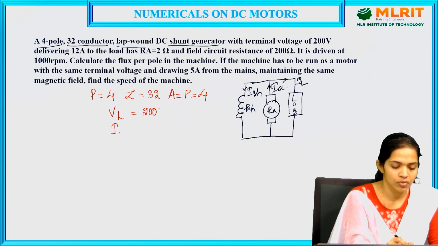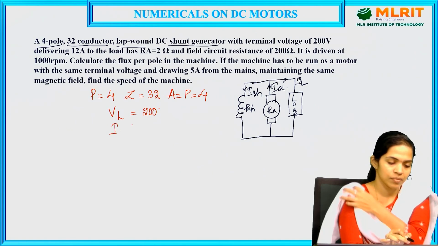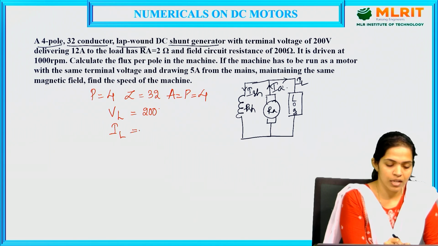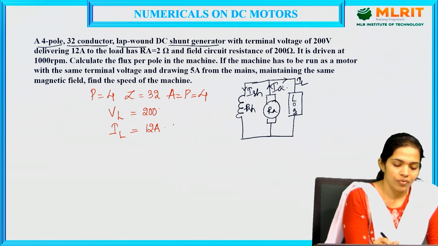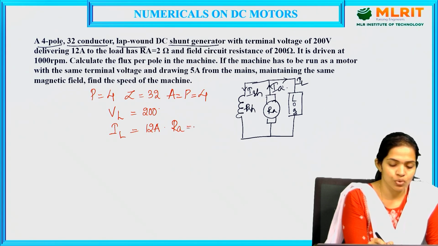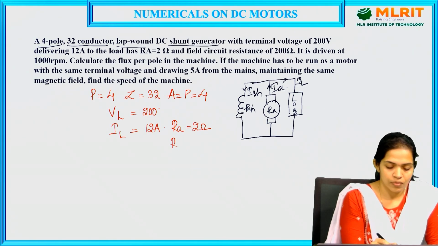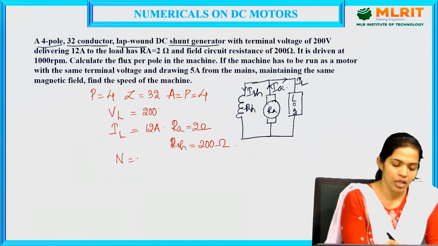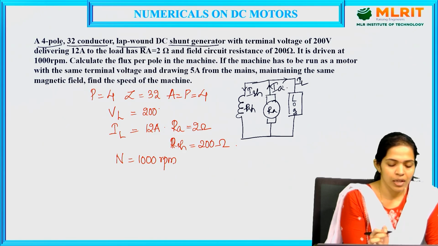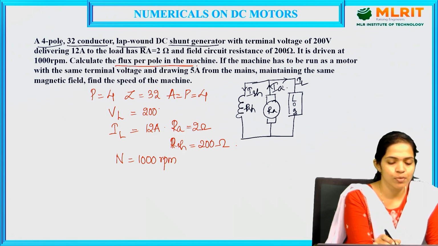So now this is taken as IL, which is equal to 12 amperes. We have armature resistance as 2 ohms, shunt resistance as 200 ohms, which is driven at a speed of 1000 rpm. Now he is asking us to calculate the flux per pole in the machine.